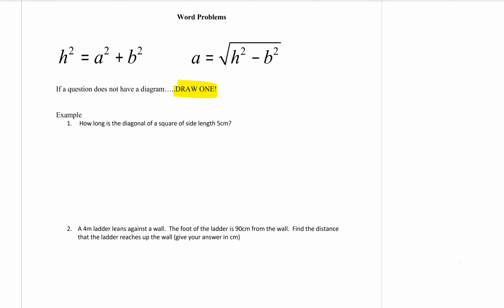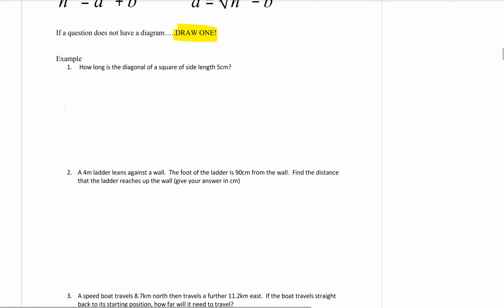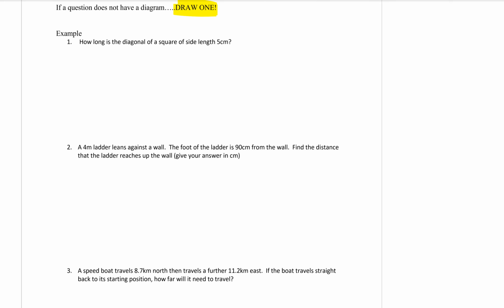This one has the formulas there. Question 1. How long is the diagonal of a square with a side length of 5 centimetres? So here's my diagram. I have a square. It doesn't have to be perfect. There's my square. I'm going to put the little lines on there, meaning that they're all the same size. And it says the side length is 5 centimetres.